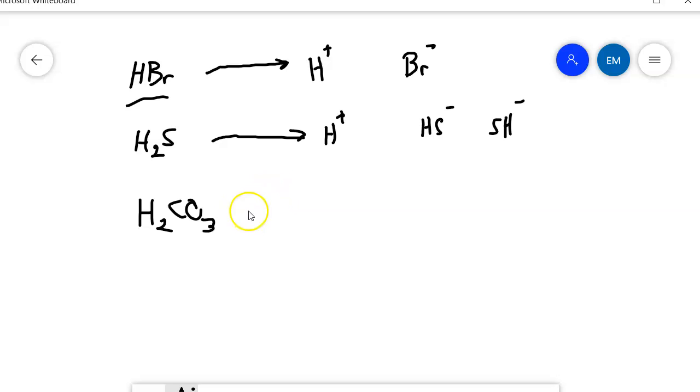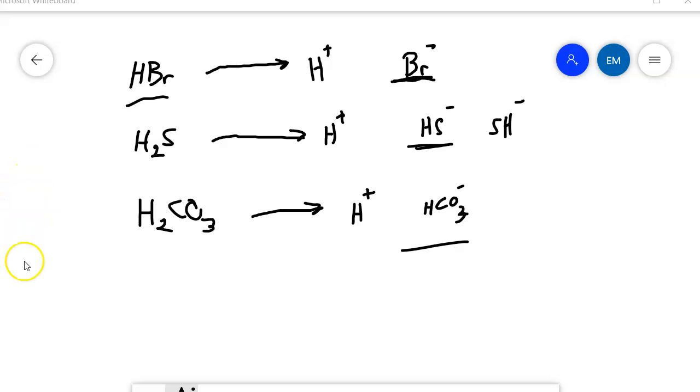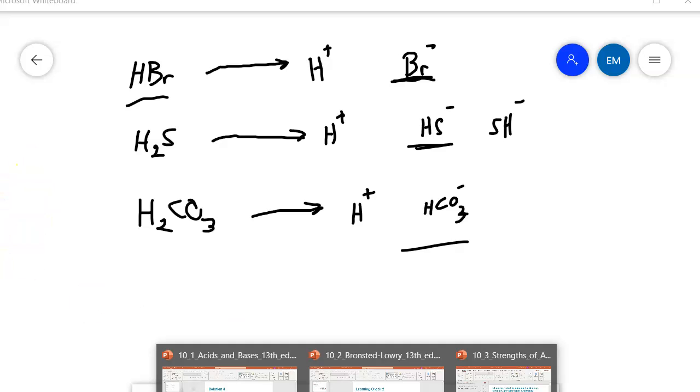But anyway, what's one proton less or one hydrogen ion less than carbonic acid? Well, this is going to be your conjugate base, and your conjugate base here is going to be the bicarbonate ion. So it's going to be that one. And you're going to see that on the slides as well.